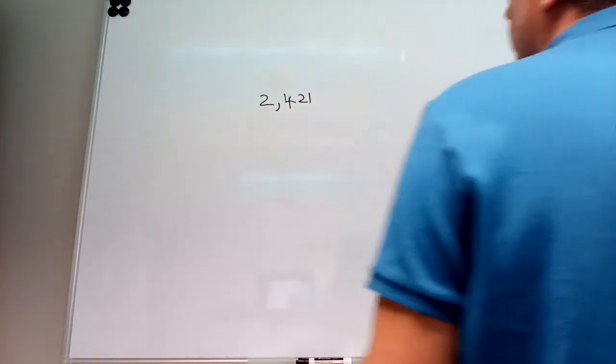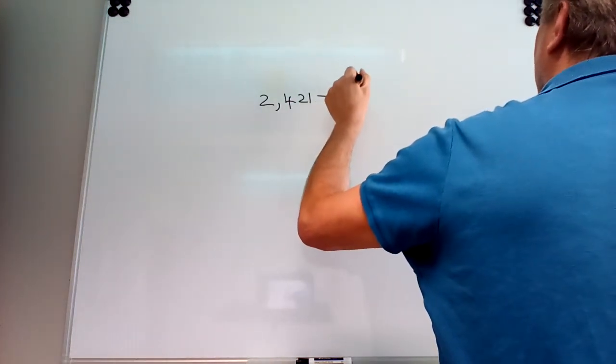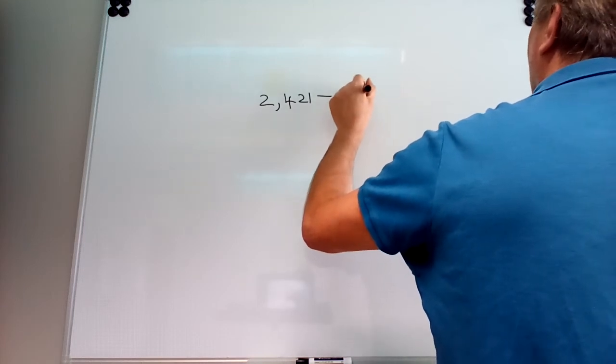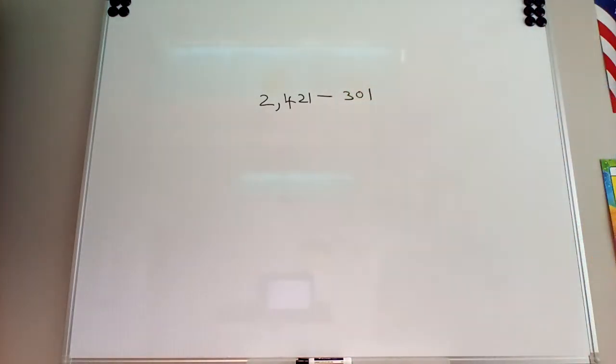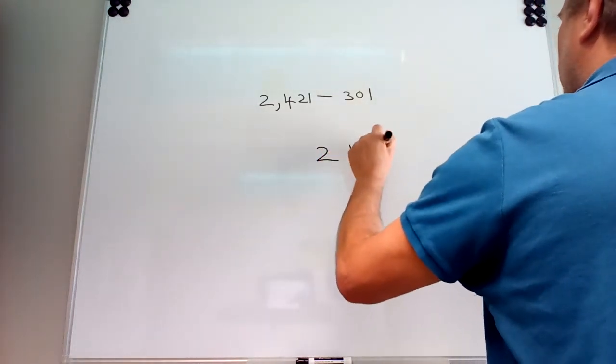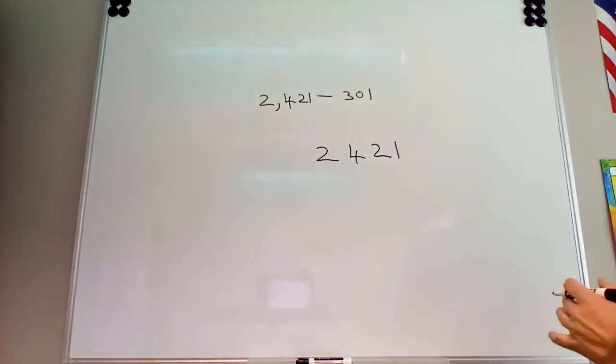So 2,421, say if I just wanted to subtract 301 from that. Okay, so I bring this down, 2,421, and now you're going to see why it's so important that everything lines up right underneath everything.